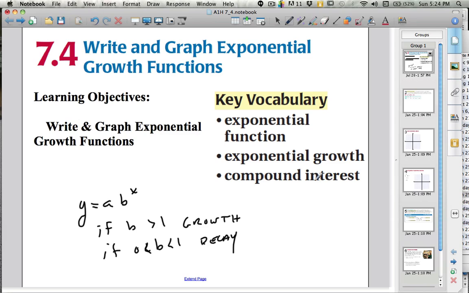And the concept of compound interest is interest that is earned on other interest. So as you calculate interest, if you roll the interest back into the principal and then earn interest on it again, that's what creates compound interest.